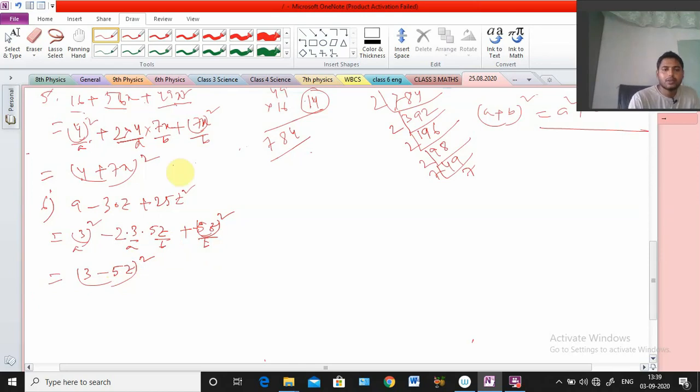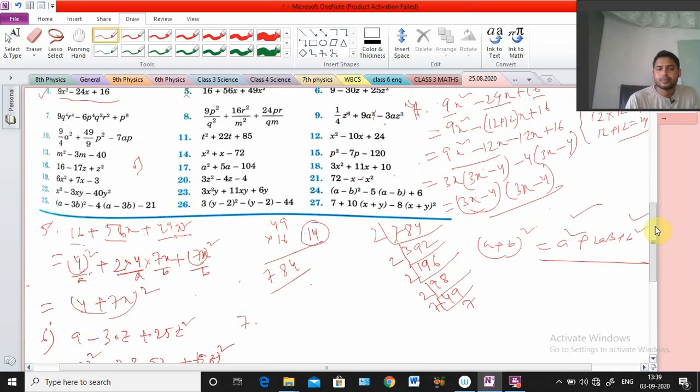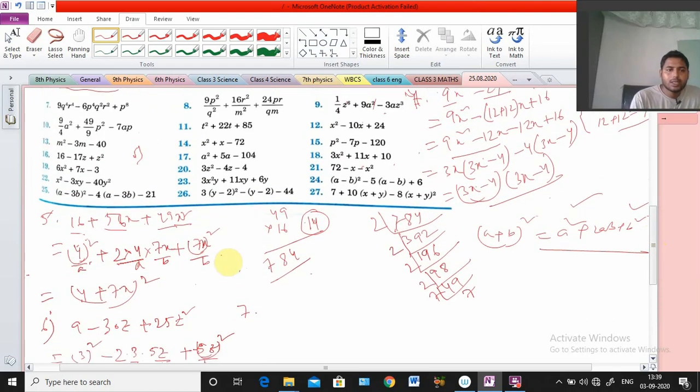Next, 7. 9 q to the power 4 r to the power 4, minus 6 p to the power 4 q square r square, plus p to the power 8. This is 9.